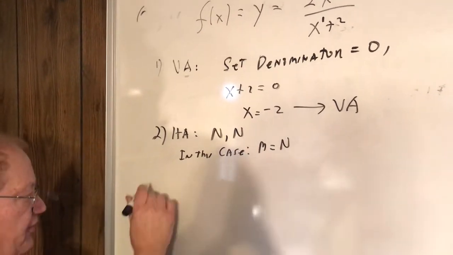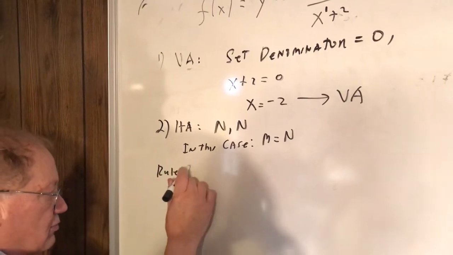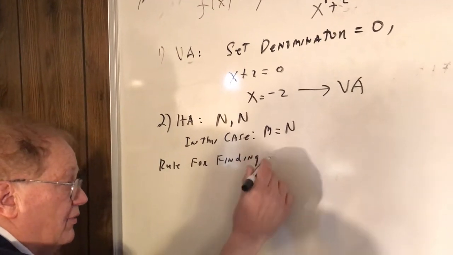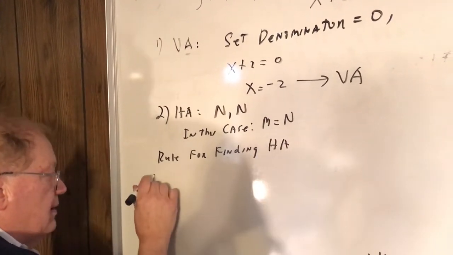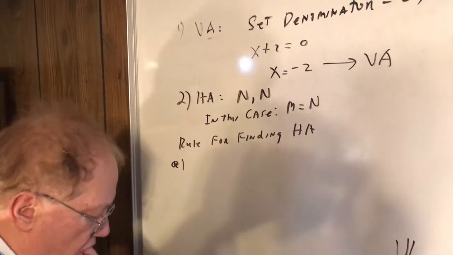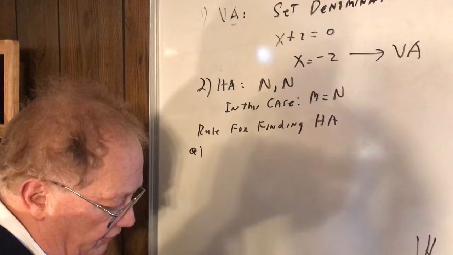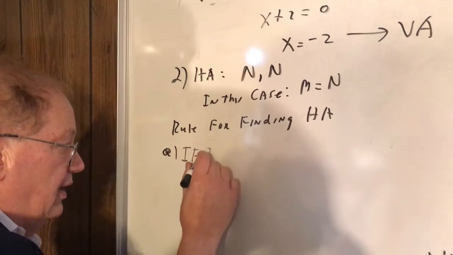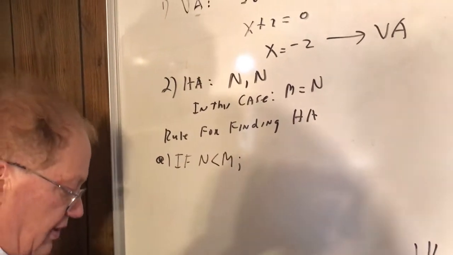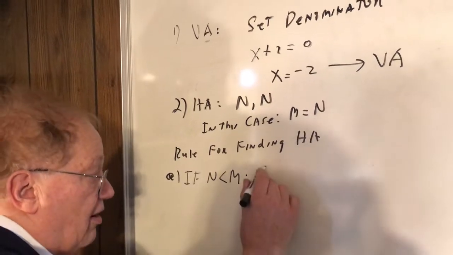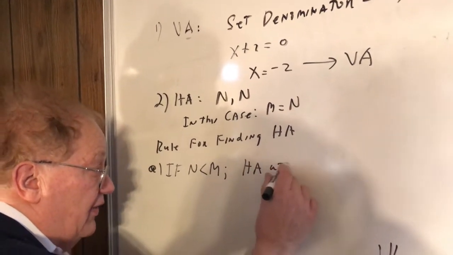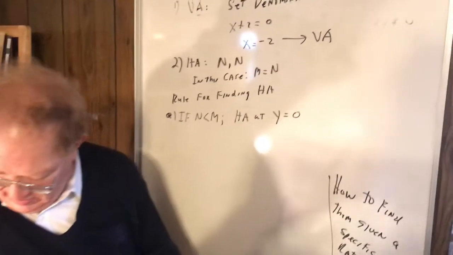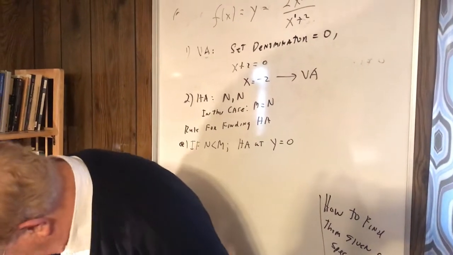All right, so let's look at some rules for finding horizontal asymptotes. The first thing is, turn your page. This is on your second page. If n is less than m, then what do we have? Then our horizontal asymptote is at y equals 0. This is just a simple cookbook recipe. You don't even need any thought for this.